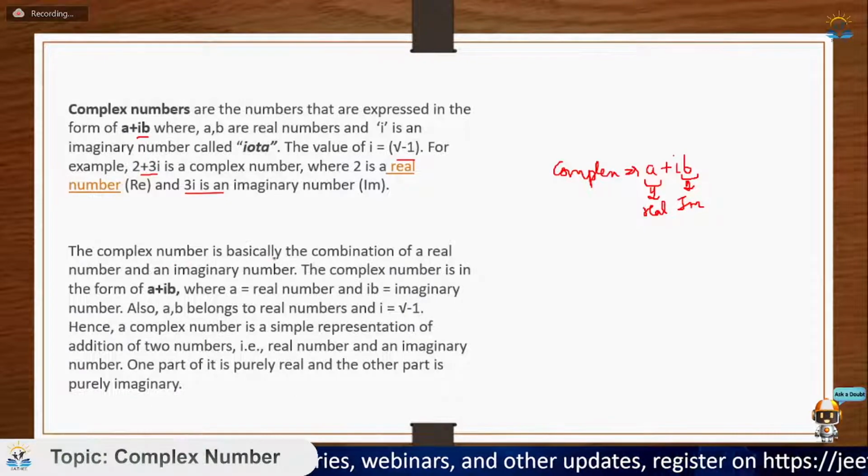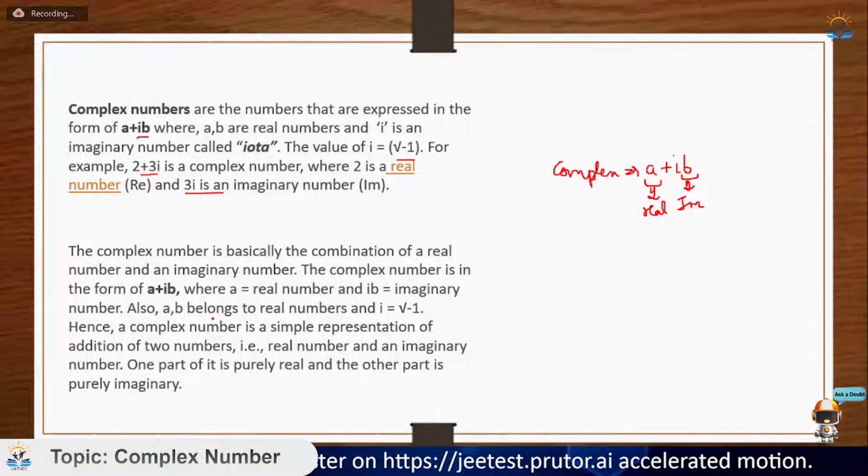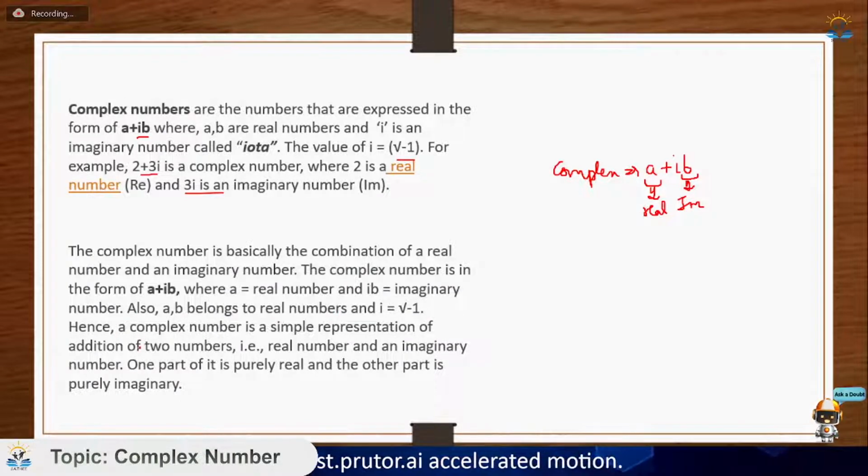So the complex number is basically the combination of a real number and an imaginary number. The complex number is in the form of a plus ib, where a is the real number and iota b is your imaginary number. Also, a, b belong to real numbers and iota is equal to root of minus 1. Hence, a complex number is a simple representation of the addition of two numbers. One is real, another is imaginary. One part of it is purely real, and the other part is purely imaginary. That is, a is purely real and b is purely imaginary.